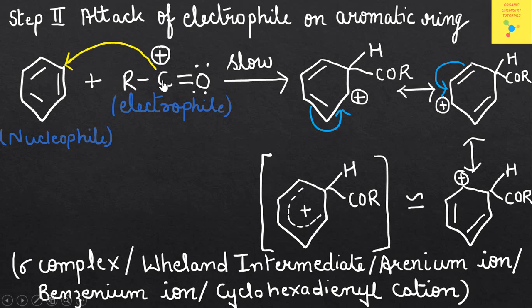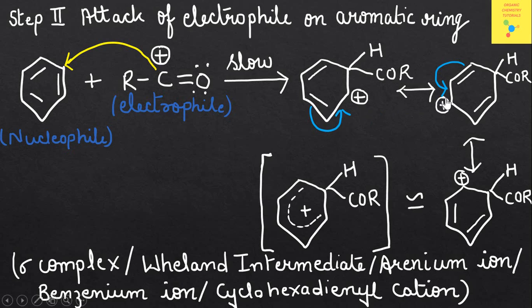This positively charged carbon of this acylium ion attacks this carbon atom of the benzene ring, and here this pi bond will break, and this carbon atom will bond with this COR group which is known as acyl group, and this carbon atom gets positive charge. Now this species is resonance stabilized by the delocalization of the pi bond. Now this positive charge is stabilized by the delocalization of this pi bond.